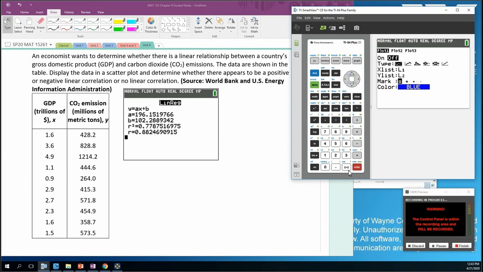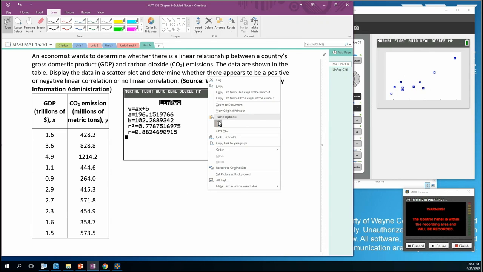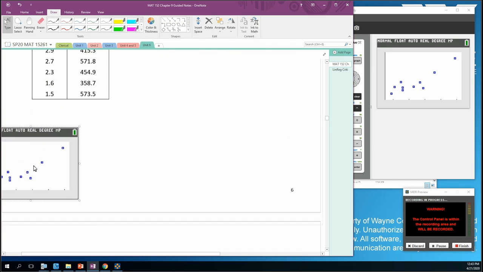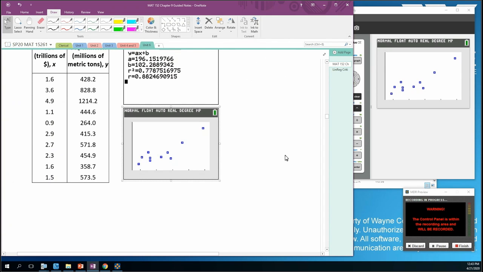I'm going to go to plot 1, turn it on, with X list and Y list as L1 and L2. If I want zoom stat, I hit zoom 9. So this is the data here. The data appear to have a positive linear correlation. The data do have a positive linear correlation.